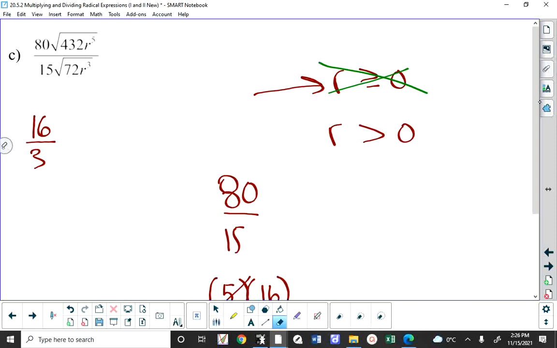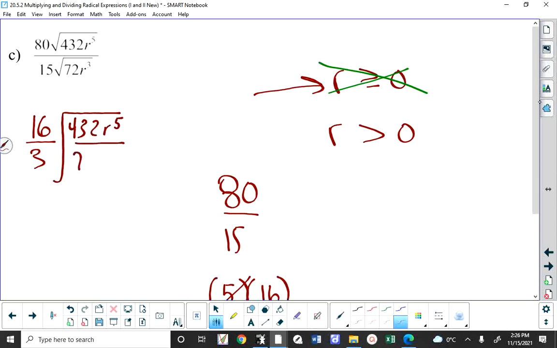I guess what we could do, you could do this on the side, but I'm just going to write 432r to the 5 over 72r cubed. Does 72 go without remainder into 432?